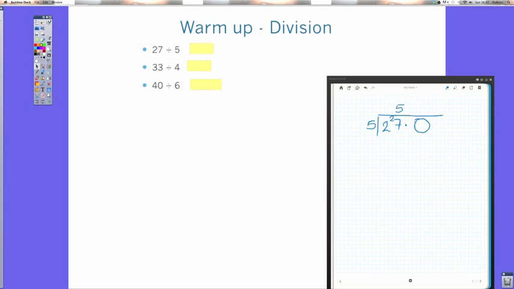So we managed to get 25 from the 5 times 5, and then I need 2 more to get to the 27. Okay, so now we put in our decimal point with the 5 as well. How many 5s go into 20? It's going to be 4. Okay, so the answer is 5.4.